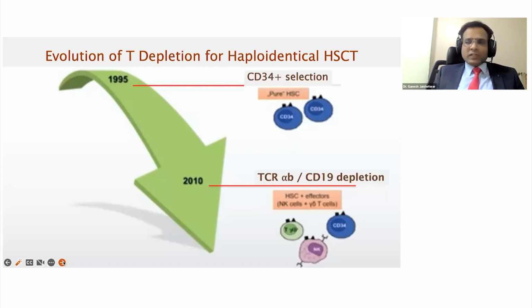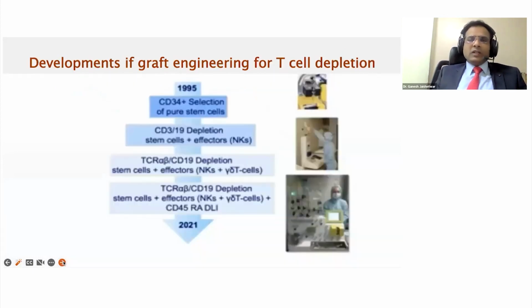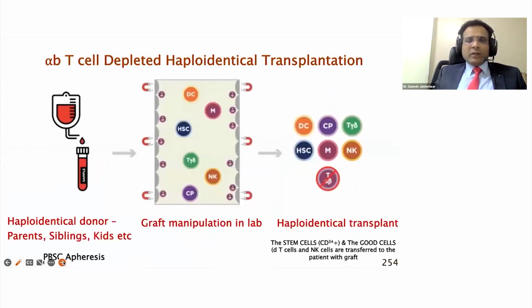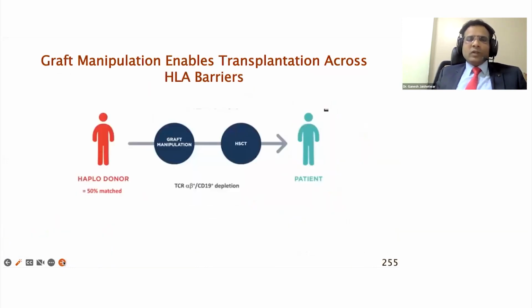Initial CD34 selection, subsequently TCR alpha beta and CD19 depletion. Essentially, what this CliniMACS machine does is the microbeads, with lectin and biotin antibodies, separate in this magnetic field the good cells along with the stem cells, like gamma delta T cells, NK cells, dendritic cells, along with CD34 cells, and separate out TCR alpha beta, which are the major alloreactive donor T lymphocytes. That's how graft manipulation, graft engineering, can lead to better outcomes.